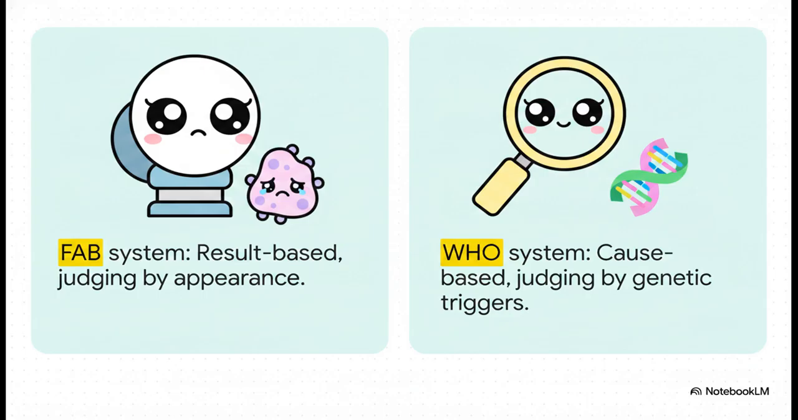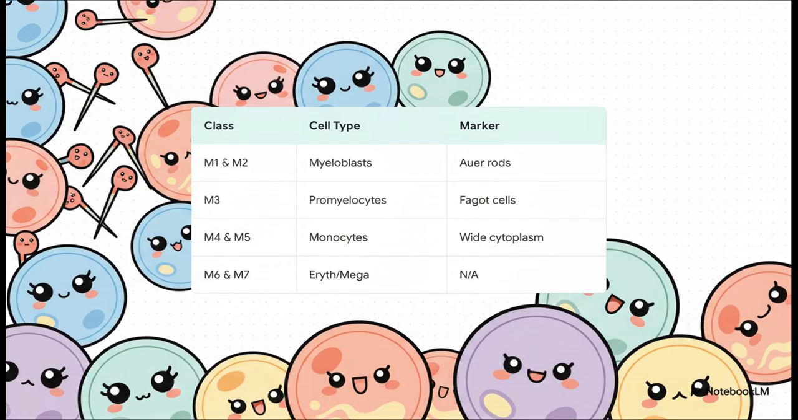But as modern medicine advanced, we developed the WHO classification. This is a cause-based system. So instead of just looking at the visual damage, it categorizes the leukemia based on the underlying genetic trigger, like those translocations we were just talking about. Let's see how this builds a larger picture.